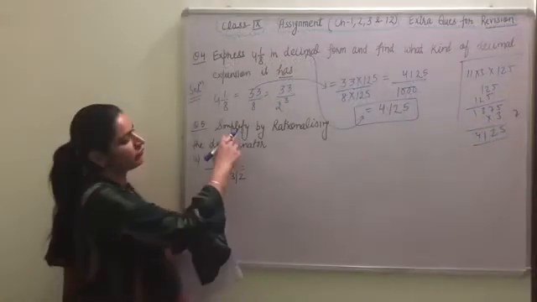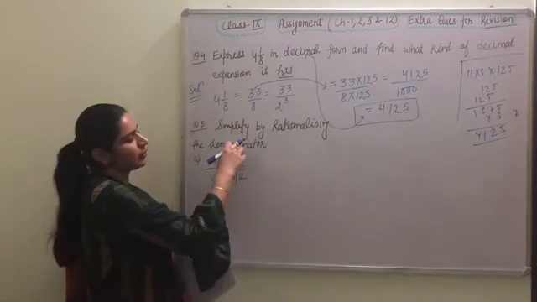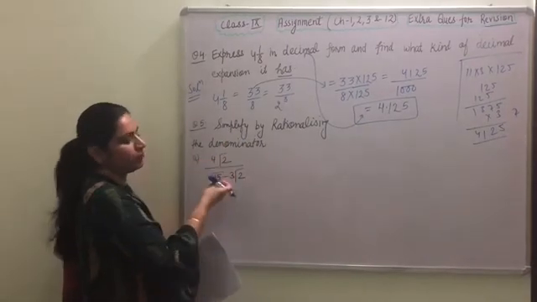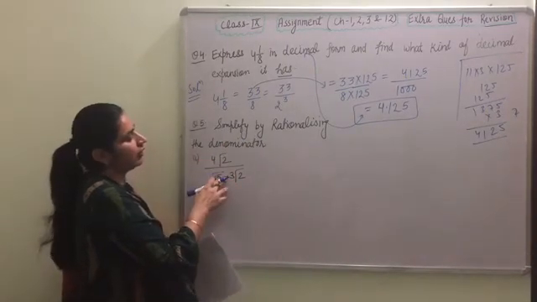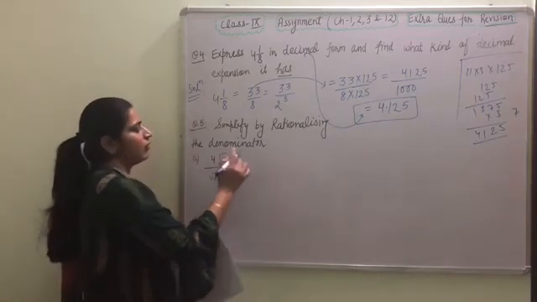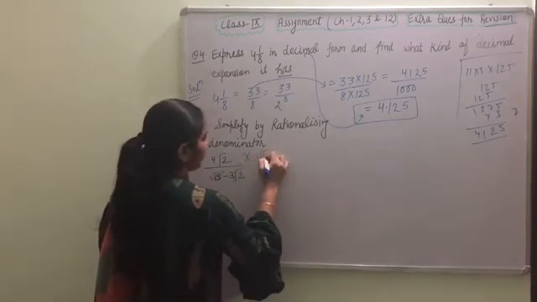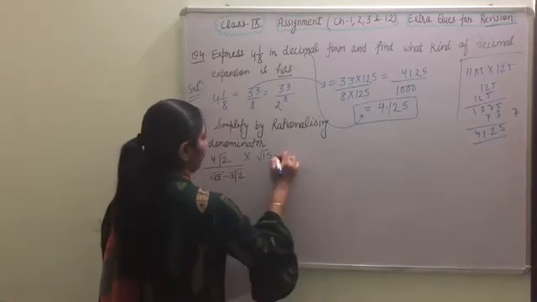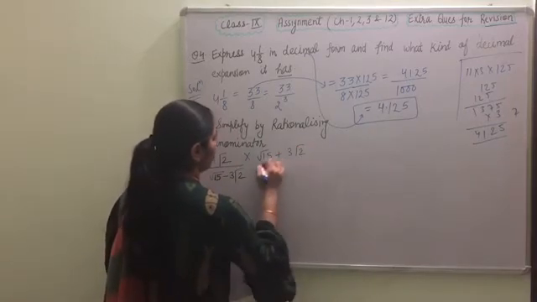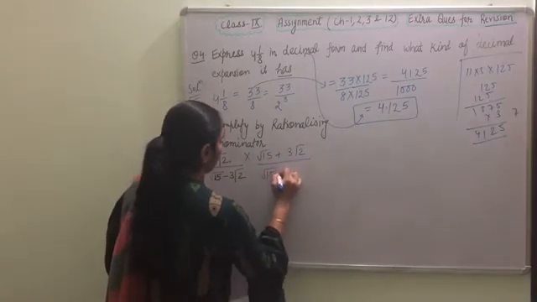In question number 5, we have to simplify by rationalizing the denominator. This is the given expression, and we have to rationalize it. Look here, the term has a negative sign, so we will multiply and divide by its opposite sign, root 15 plus 3 root 2.